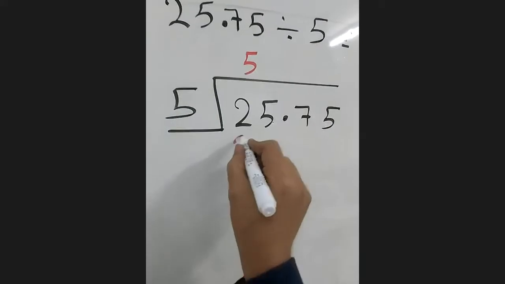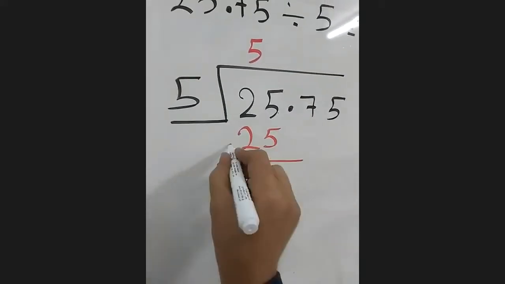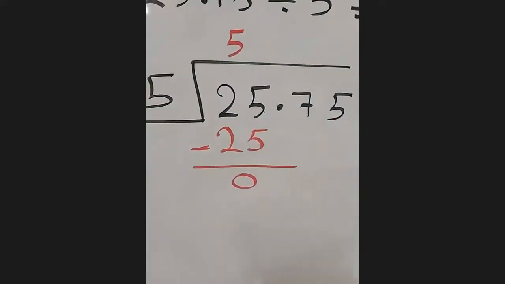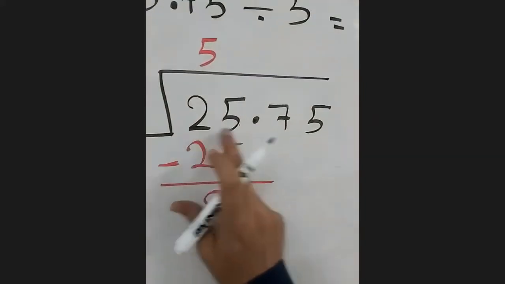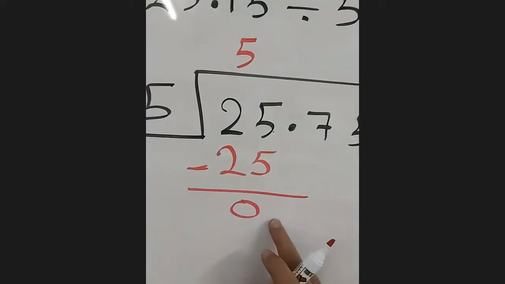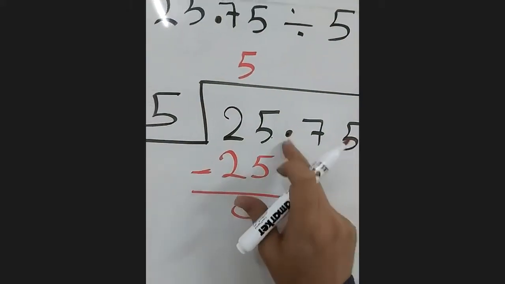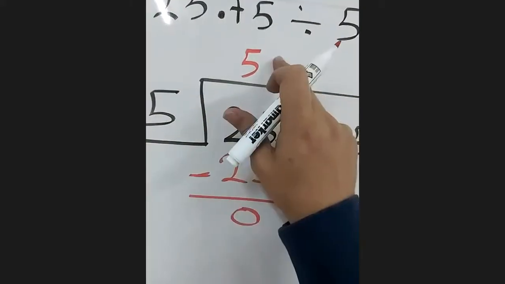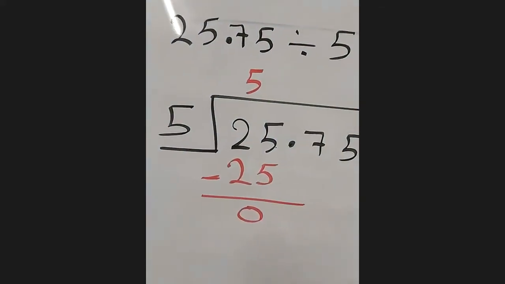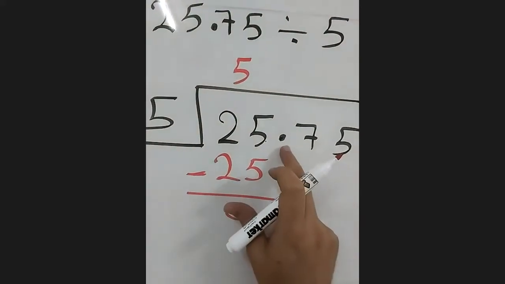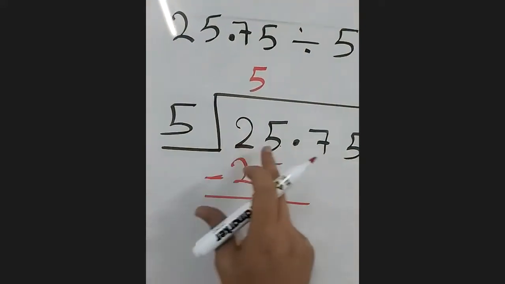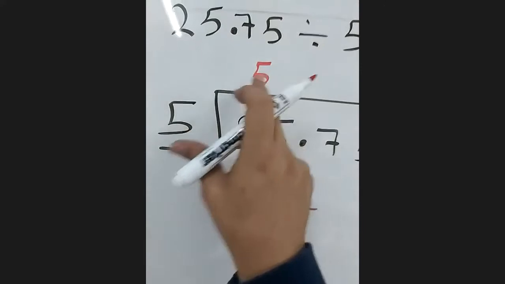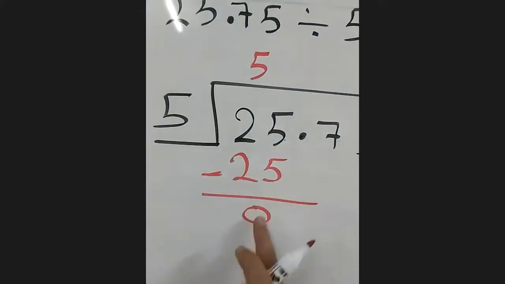5 multiplied by 5 is 25. Subtract, 0. Now, I will go to get the 7 down, but I have a decimal before. Once you have the decimal, you put it up directly. So 2 cannot divide by 5. 25 divided by 5 is 5. 5 multiply 5, 25, subtract 0.